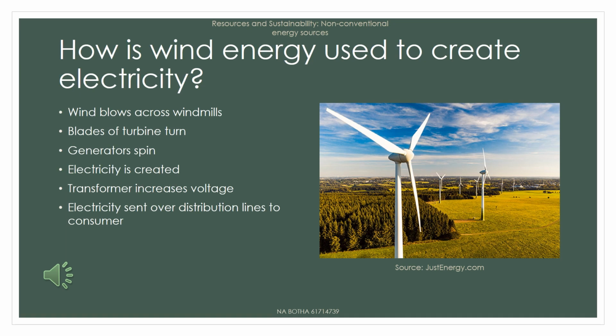How is wind energy used to create electricity? Wind blows across tall windmills, which causes the blades of a huge turbine to turn. This causes generators to spin to create electricity. A transformer is then used to increase the voltage and electricity is sent over distribution lines to be used by consumers.